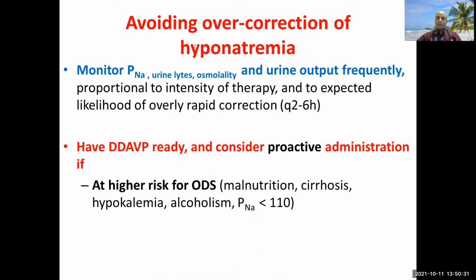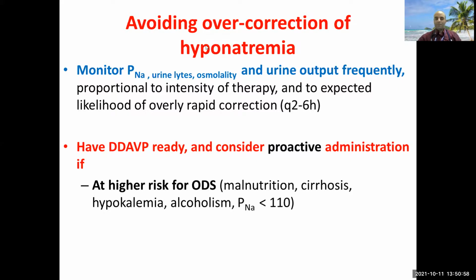How to avoid overcorrection of hyponatremia? Monitor serum sodium again. I need serum sodium, urine electrolytes, urine osmolarity and urine output. Put this together to know, because this is a closed box. I need to know what the patient excretes, what is inside, sodium and what is excreted, what is the urine amount, the urine osmolarity, diluted or still concentrated, and the urine output.